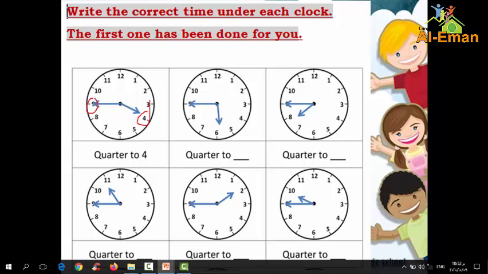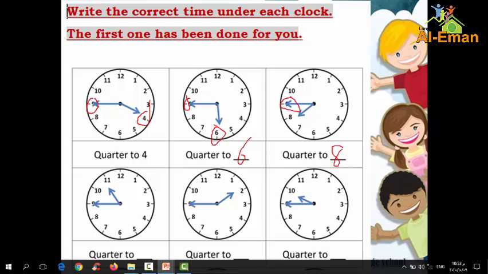The second one. Short hand points to 6. But long hand points to 9. So what's the time? It's a quarter to 6. That's great. Another one. Short hand points to 8, but long hand points to 9. So what's the time? It's a quarter to 8. That's great.